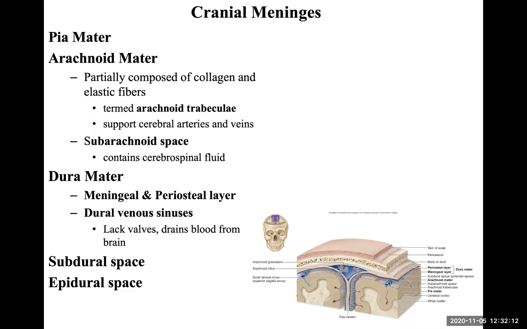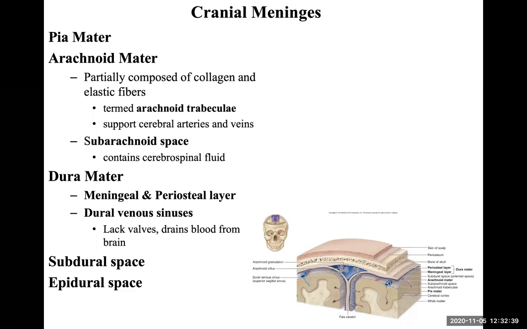So we have a subdural space, right? That would be the space between the dura mater and the arachnoid mater. The sub tells you it's the space below the dura mater. And then I already made mention of the subarachnoid space, which is below the arachnoid mater, between the arachnoid and the pia mater. And that's the space through which cerebrospinal fluid circulates.